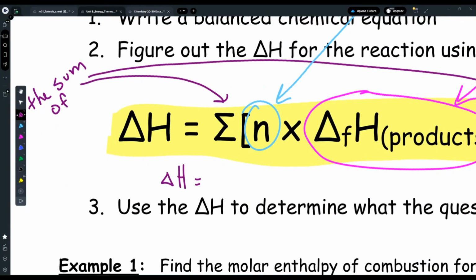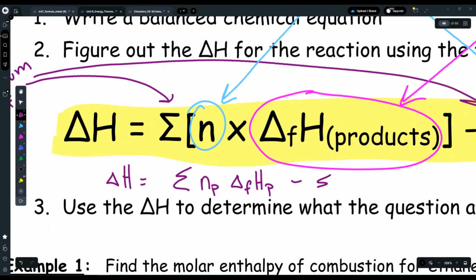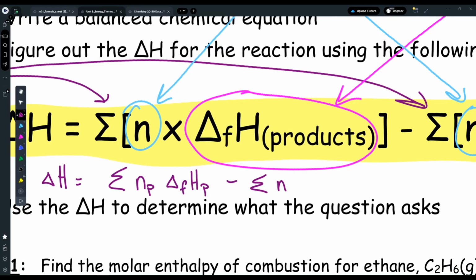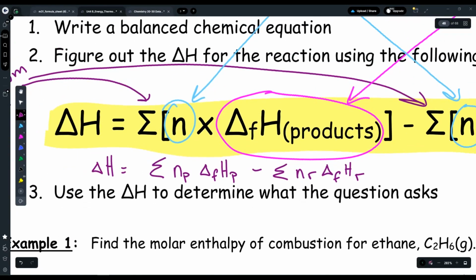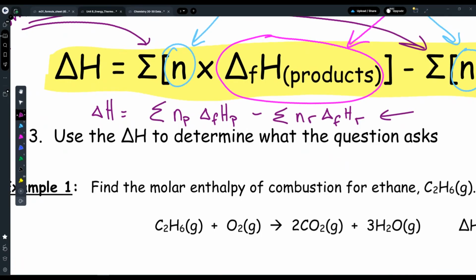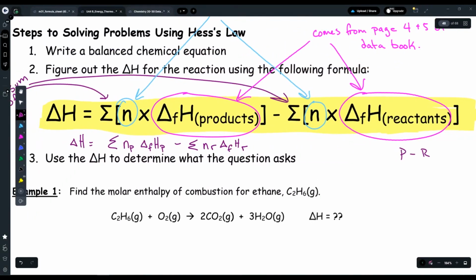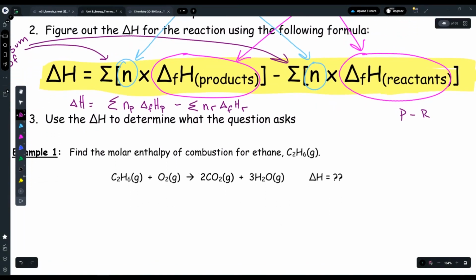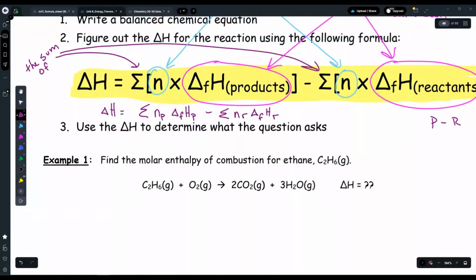So how I'm going to be writing out this equation when I'm doing questions is: change in enthalpy is equal to the sum of moles of the products times the molar enthalpy of formation of the products, subtract the sum of moles of reactants times the molar enthalpy of formation of the reactants. This is usually how I write the formula that I've highlighted above in yellow here. Then step 3, we're going to use the change in enthalpy to determine what the question's asking for. Sometimes the question asks for change in enthalpy, other times it asks for the molar enthalpy of a specific substance.